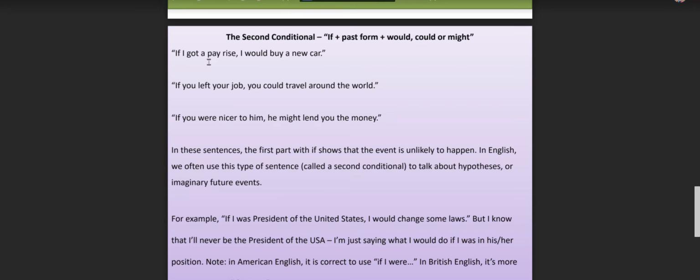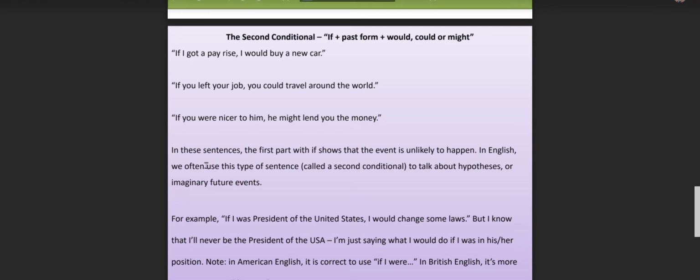Now let's take an example. If I got a pay rise, I will buy a new car. If you left your job, you could travel around the world. Left هنا past tense مثل ما قلنا اللي هنا موجودة. Right? وهنا كان تحول إلى past form صيغة الماضي البسيطة. If you were nicer to him, he might lend you the money.